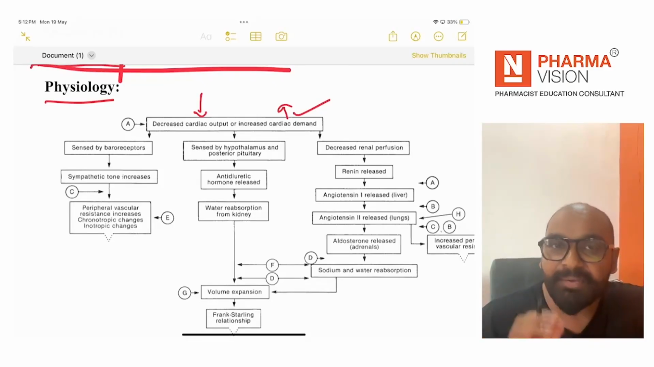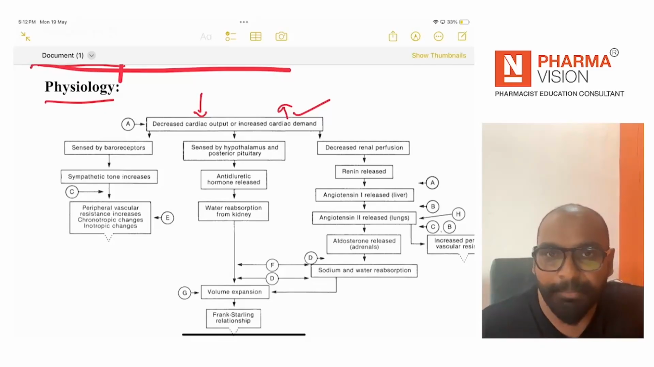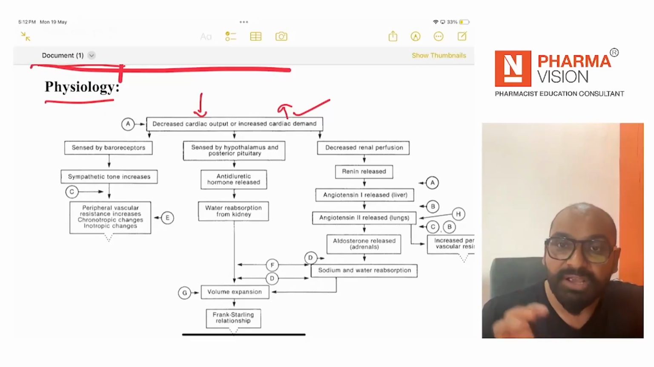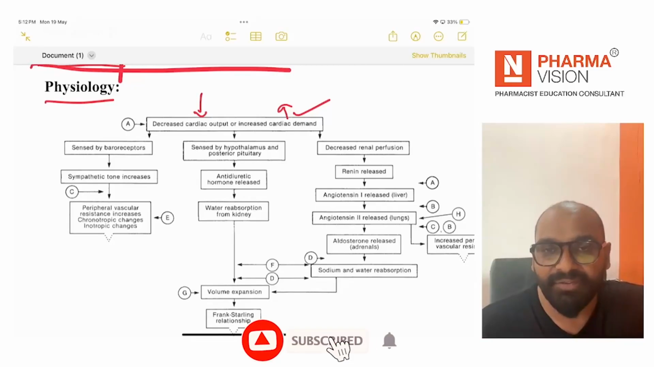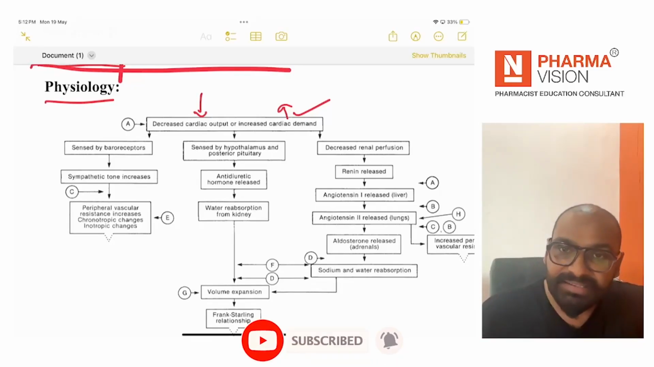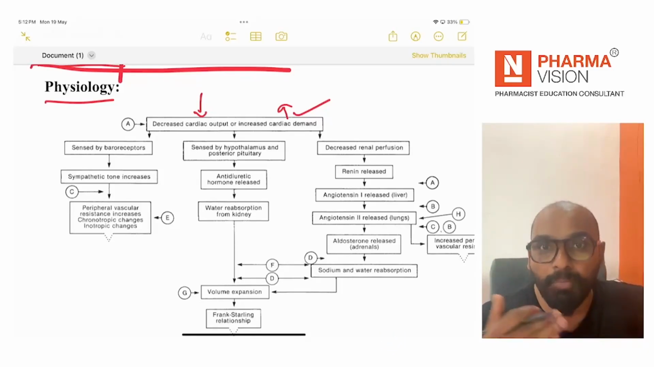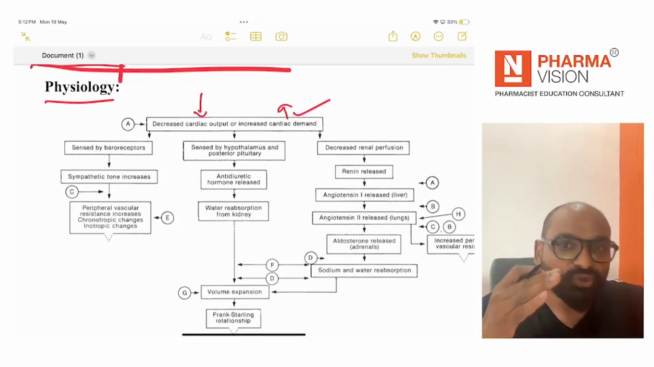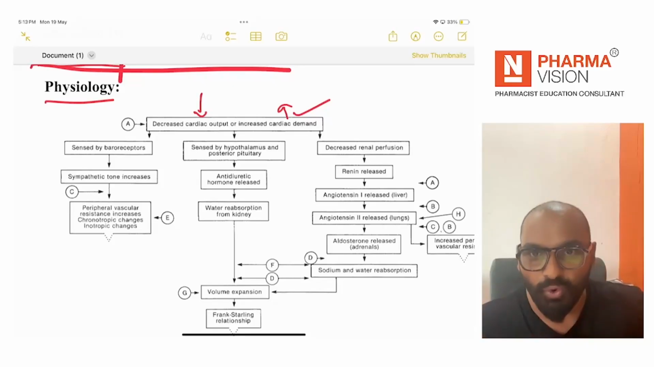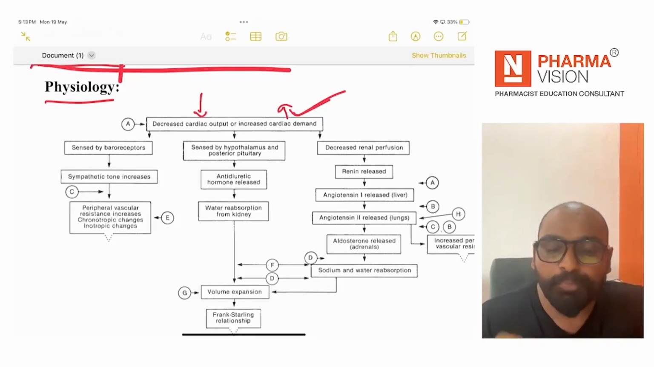In a similar way, if the patient is suffering from hyperthyroidism, in that situation an extra metabolic requirement is generated in the body. That requires more oxygen, more fluid, more nutrients. So the heart has to function more. That is called high output cardiac failure.